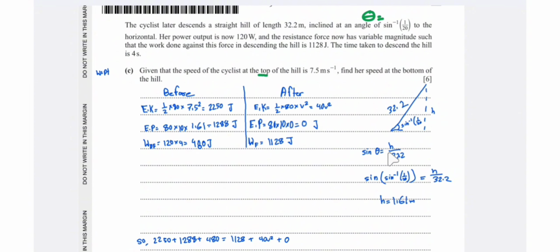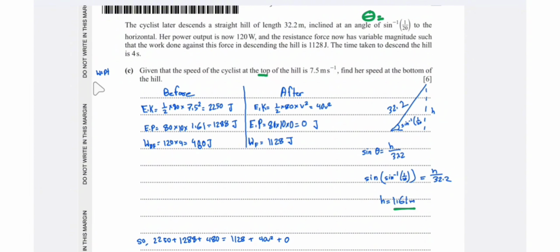So sine is opposite by hypotenuse, so we need to find the opposite, that is the height. So h is equal to hypotenuse times sine theta. We substitute the value of theta and the value of the hypotenuse to find the height as 1.61 meter. So the height is 1.61 meter, and so we get the gravitational potential energy.